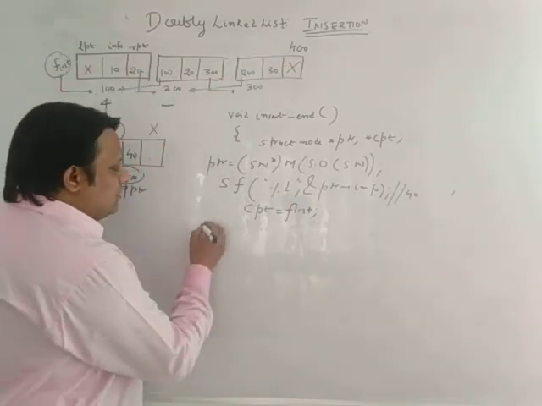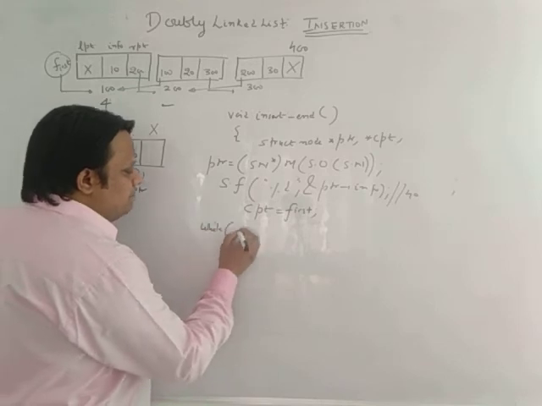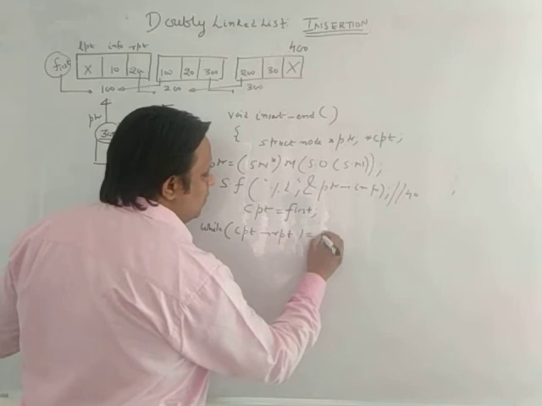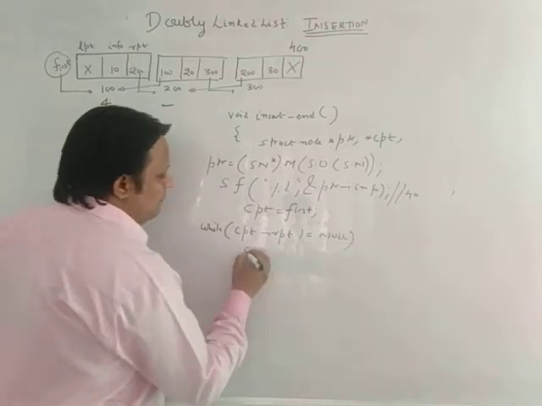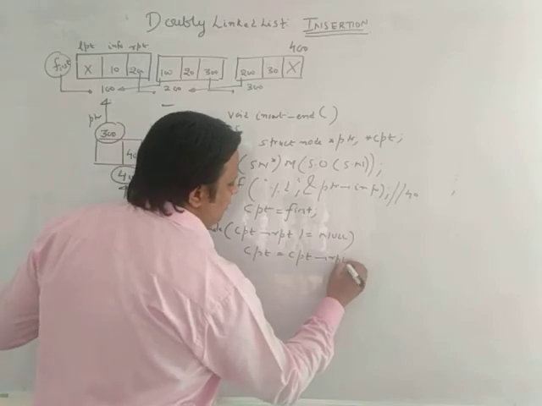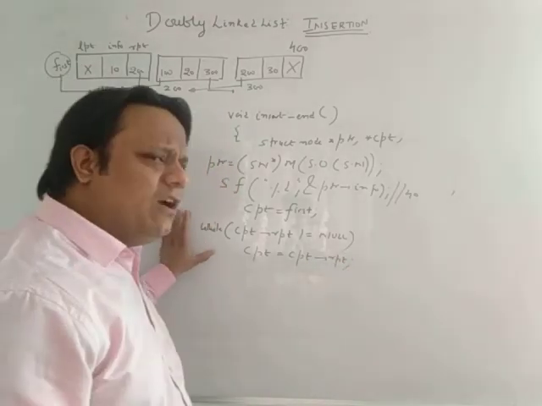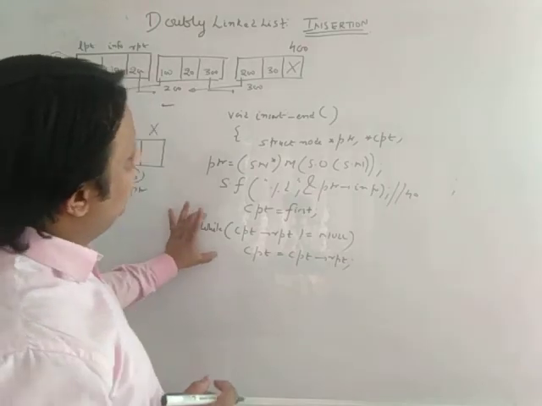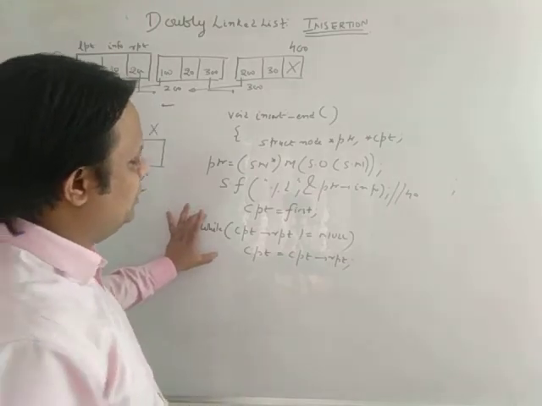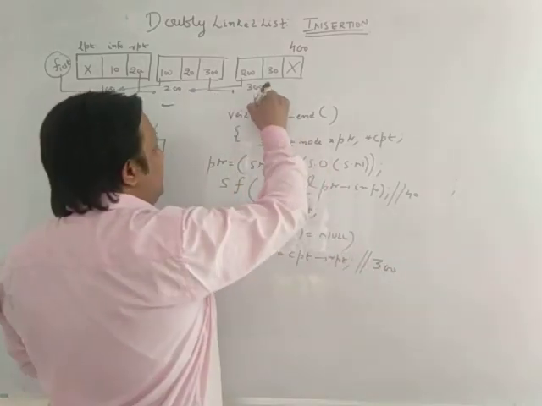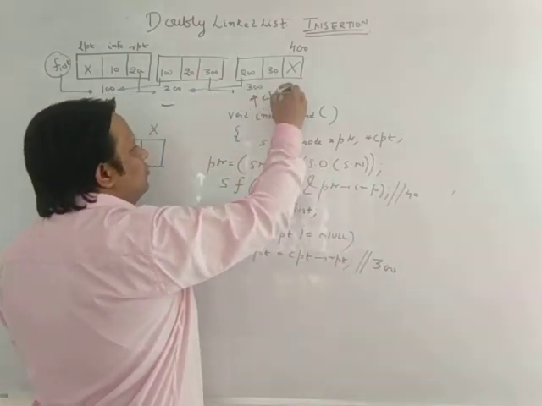So how am I going to move? While CPT arrow RPT is not equal to null, I'm going to move my pointer: CPT is equal to CPT arrow RPT. Fine. I'm not explaining how it is working, I've explained it so many times. Once you write this code, after this code your CPT is pointing at 300. So now your CPT moves to 300.